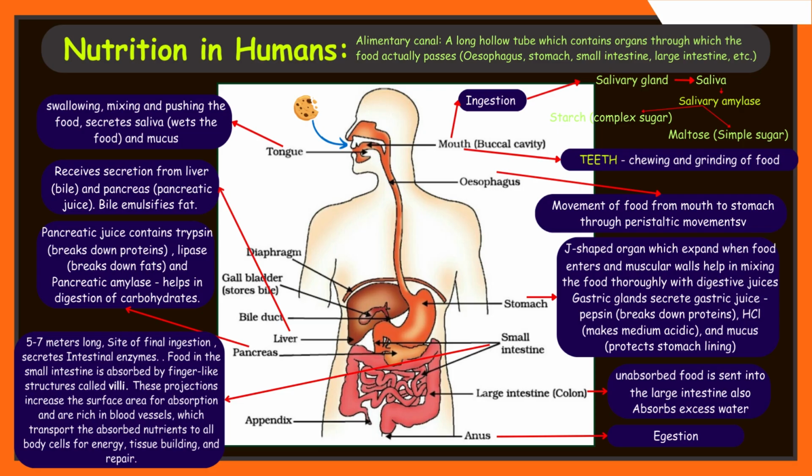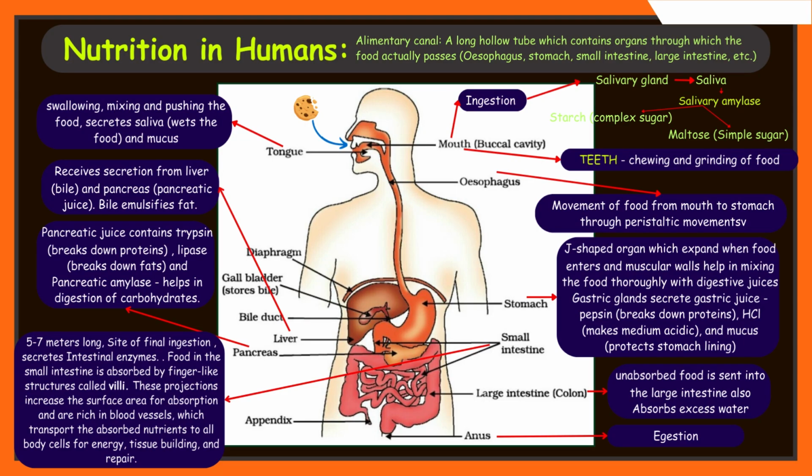Bile from the liver helps in breaking down fats into tiny droplets, and pancreatic juices from the pancreas contain enzymes that help in digesting carbohydrates, proteins, and fats. The inner walls of the small intestine release their own enzymes to finish the digestion process. The digested food is then absorbed by tiny finger-like structures called villi present on the inner surface of the small intestine. These villi increase the surface area for absorption and are filled with blood vessels, which help in transporting the nutrients throughout the body. These nutrients are used by the body cells for energy, growth, and repairing tissues.